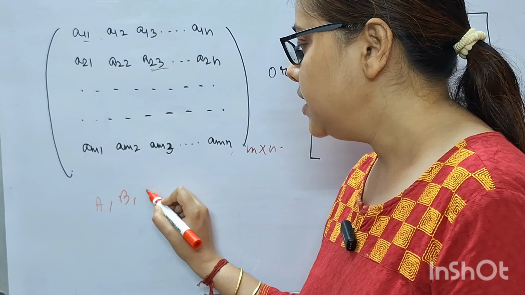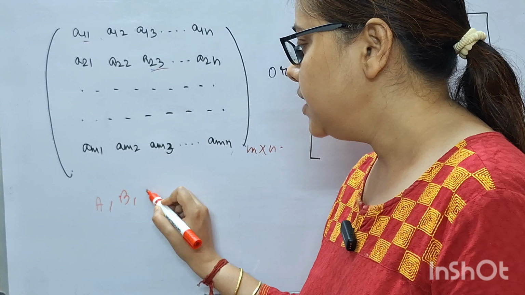Now how can you find the addition of two matrices? Suppose A is the matrix like this and B is the matrix like this. Since A and B are of the same order, A and B are conformable for matrix addition. So A plus B is defined.